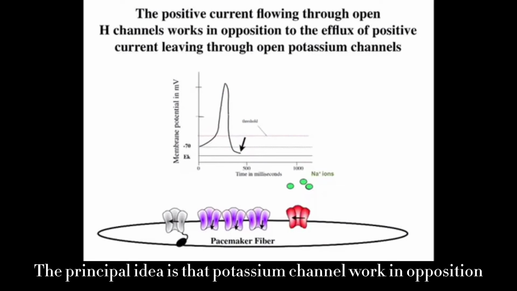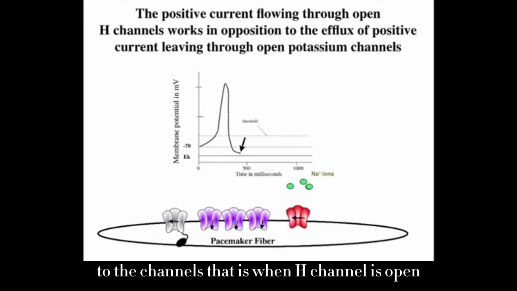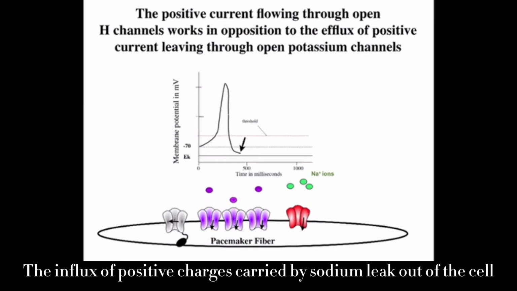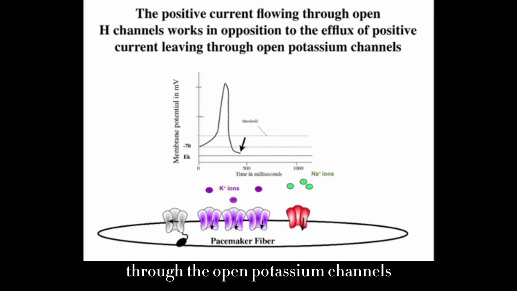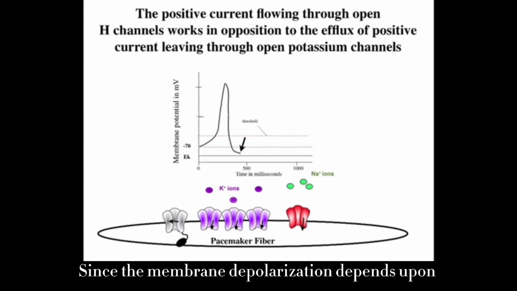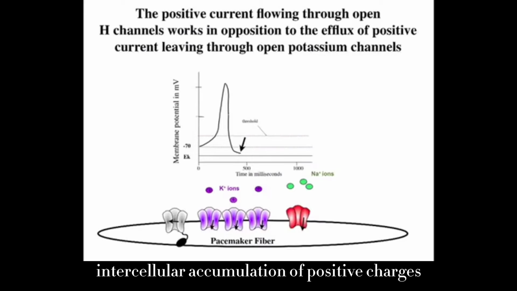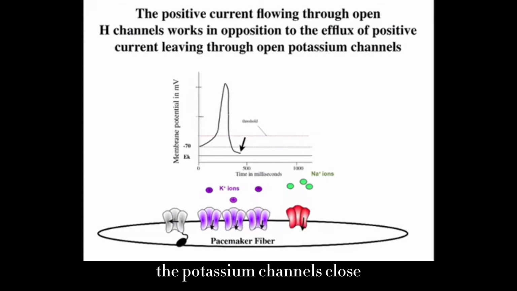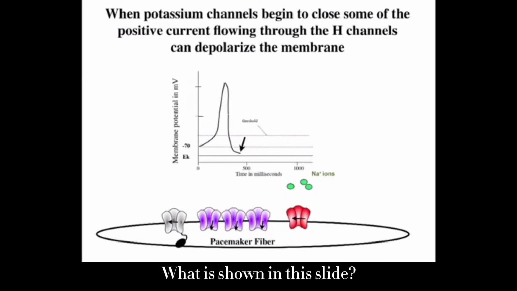The principal idea is that the potassium channels work in opposition to the H channels, that is, when a potassium channel is open due to the membrane hyperpolarization, the influx of positive charges carried by sodium leaks out of the cell through the open potassium channels. Since the membrane depolarization depends upon intracellular accumulations of positive charges, the membrane potential does not depolarize until the potassium channels close. What is shown in this slide?